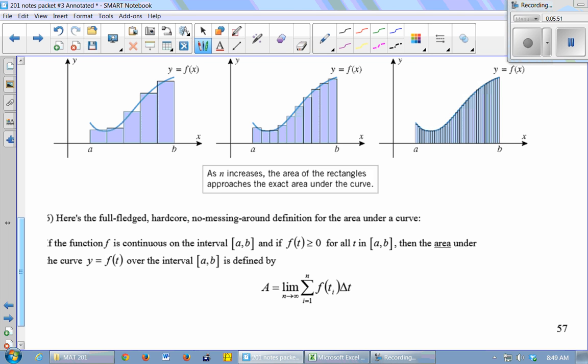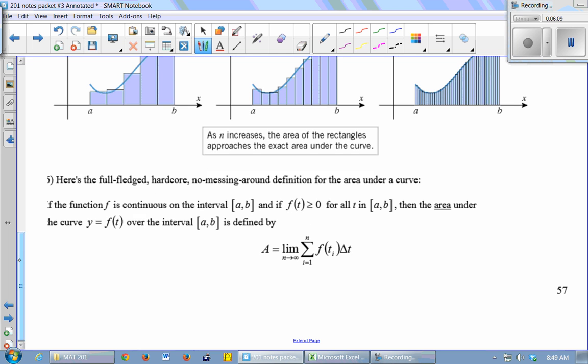So what I'm going to do is take a limit, right? And I'm going to let n, the number of rectangles, approach infinity. That's what makes this a calculus problem. Finding the area under the curve is a calculus problem because it involves taking a limit. So, full-fledged, hardcore, no messing around definition for the area under a curve.